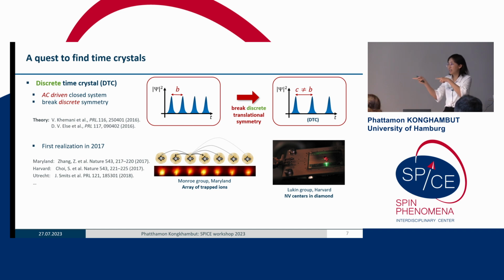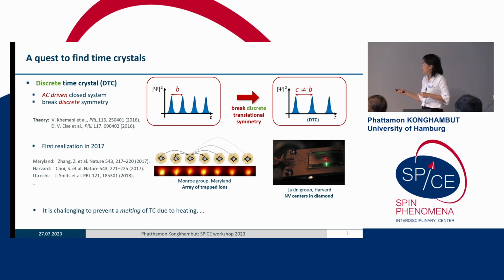And when they drive, this chain alignment changes into left or right. This is the example. And then here, also in the Michael Lukin group, is the system of nitrogen vacancy centers. They can also do the same thing. They drive and then see the subharmonic response. They characterize that this phase is robust.